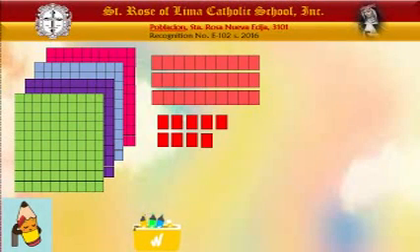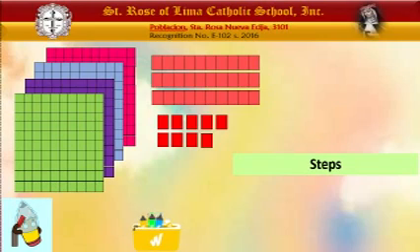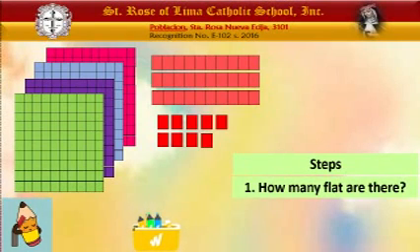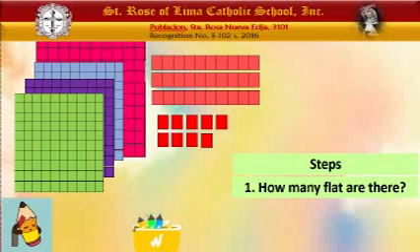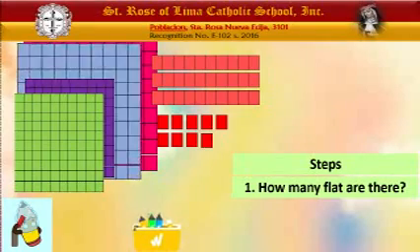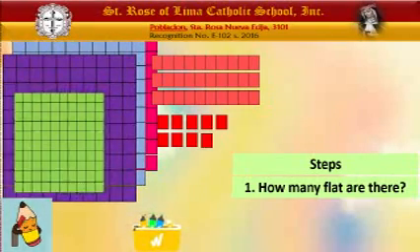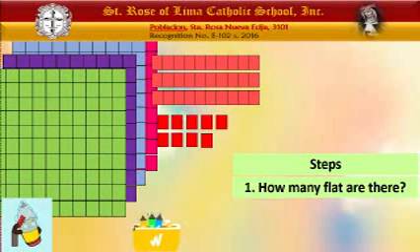Next is this one. What if we have the base 10 blocks and all we have to do is find out the number behind these blocks? So what are we going to do? So we have steps on how we are going to identify the number behind the base 10 blocks. So the first step is we have to count how many flats are there. So in here, we have 1, 2, 3, 4. So we have here 4 flats. So we are just going to write number 4.